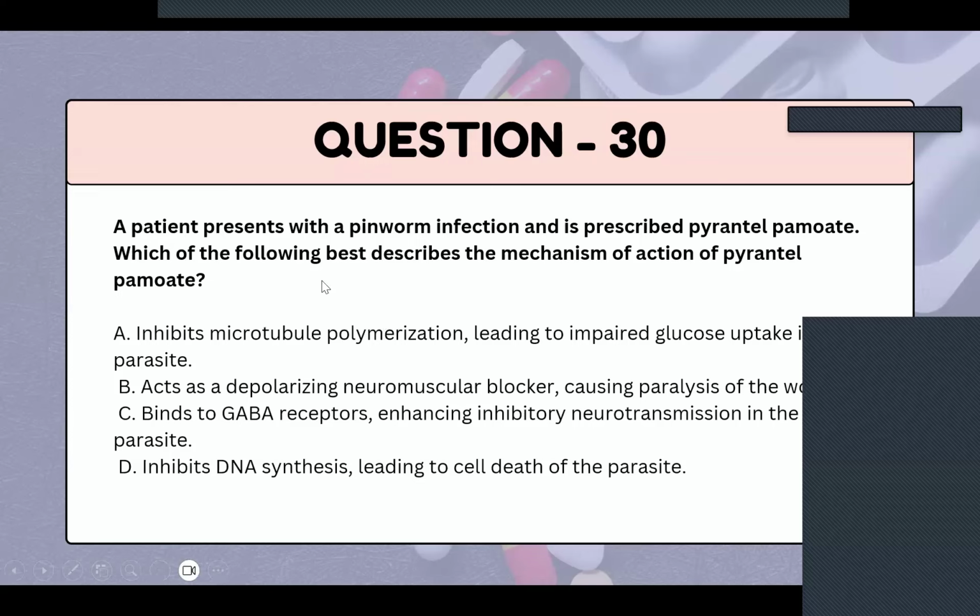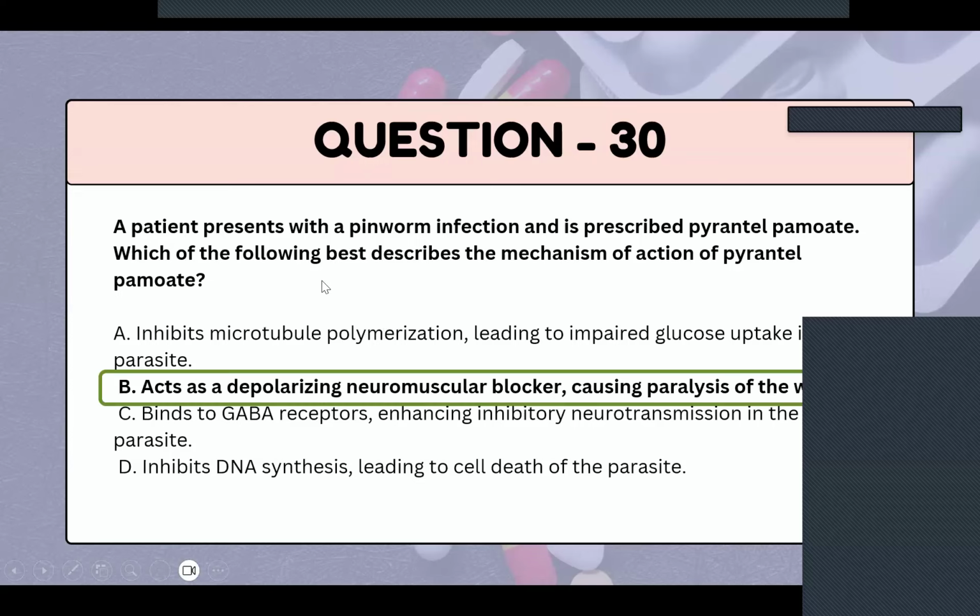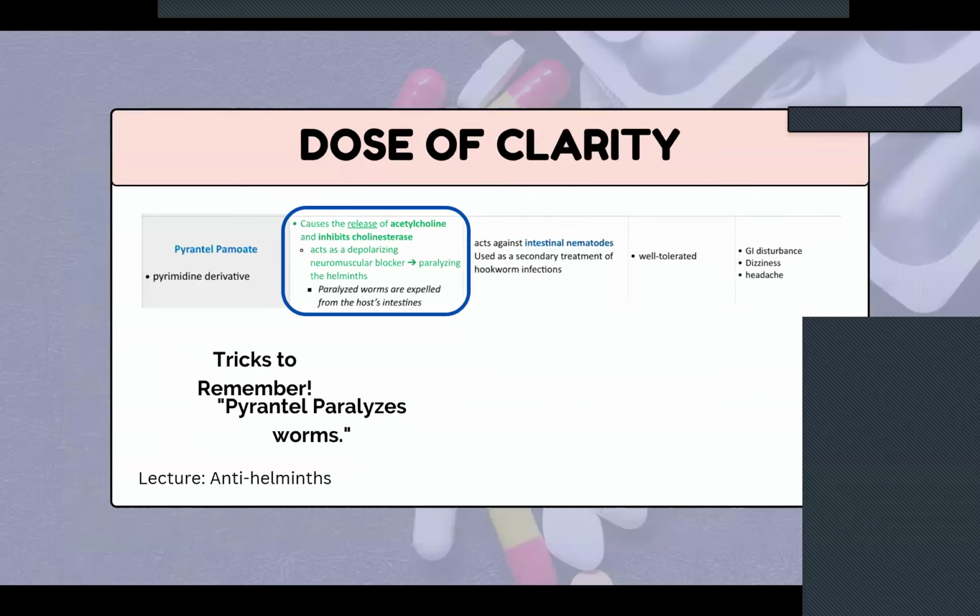Yes, you guys are right. So the answer is B. Acts as a depolarizing neuromuscular blocker, causing paralysis of the worm. Now, an easy way to remember is pyrantel paralyzes worms. So this might help you remember the mechanism of action.